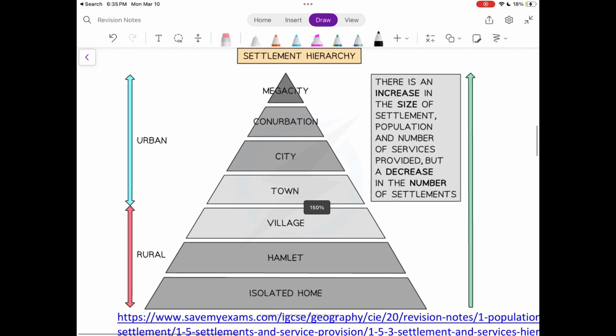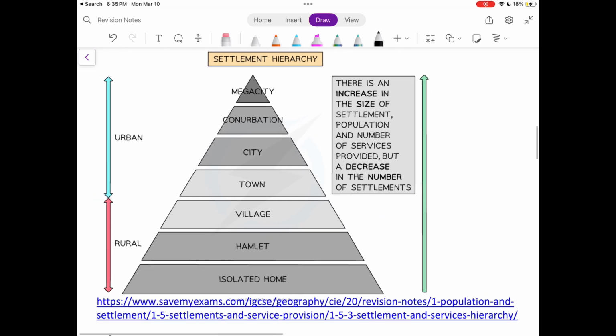Okay, so now we're going to take a look at the settlement hierarchy. You do not need to know a lot about this, but what you need to know is that larger settlements will be at the top of the pyramid and lower settlements will be at the bottom. For example, a megacity houses over 10 million people, so that would be at the very top. However, an isolated home may only house like a family of 3 or 4, so it will be at the base of the pyramid.